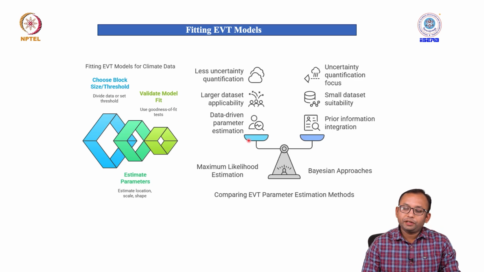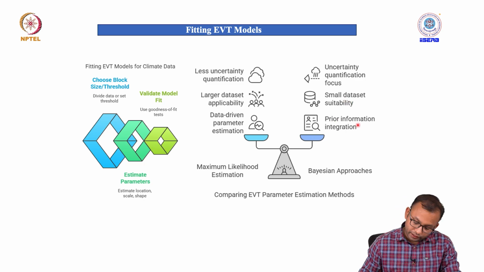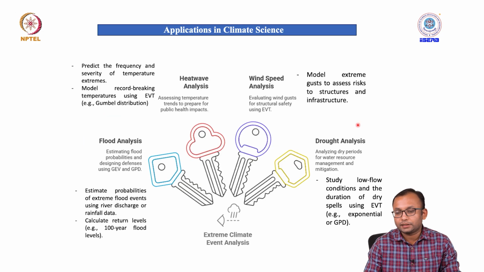So, when we are talking about two different approaches for parameter estimation, for example, maximum likelihood, there are some strong points and potential issues there. For example, less uncertainty quantification, large data set applicability, and data-driven parameter estimation. When we are talking about the Bayesian approach, it has an uncertainty quantification focus, is suitable for small data sets, and we also try to look at the prior information of the data types. So, this is how we try to calculate the parameters from the data set.